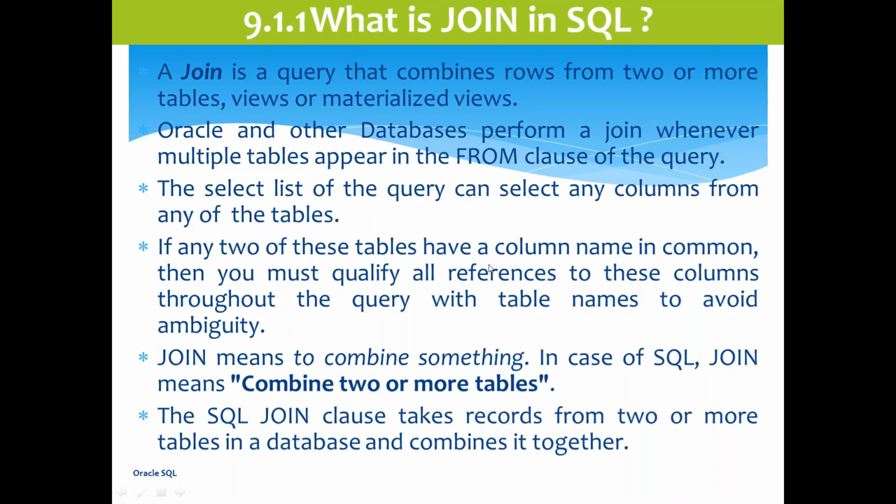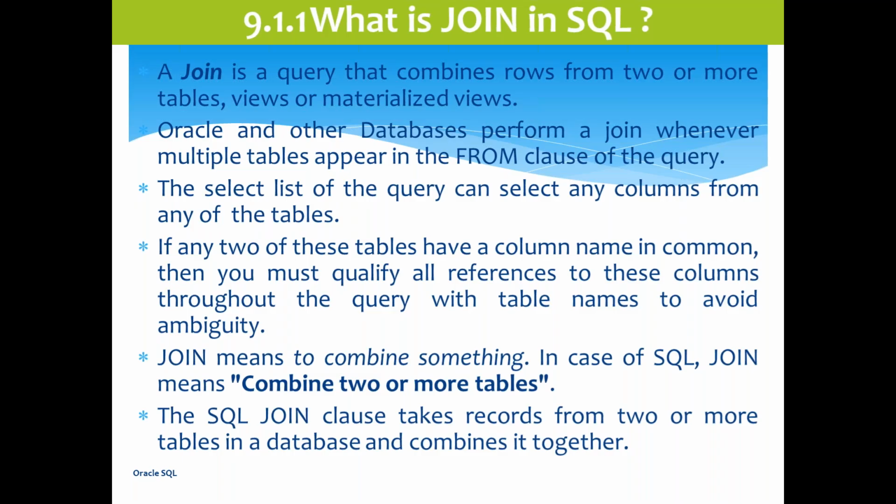If any of these tables have a column name in common, then you must qualify all references to these columns throughout the query with the table names to avoid ambiguity. Okay, so departments is one table and employees is one table. In both tables, department ID is present. So whenever we write department ID in the select clause, from which table will it take? It will conflict. That is called ambiguous. Sometimes it will happen in your query also. It will throw an error message, ambiguous data.